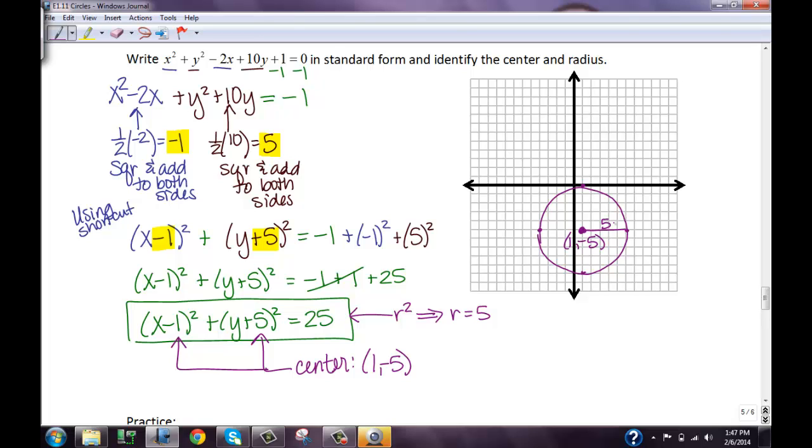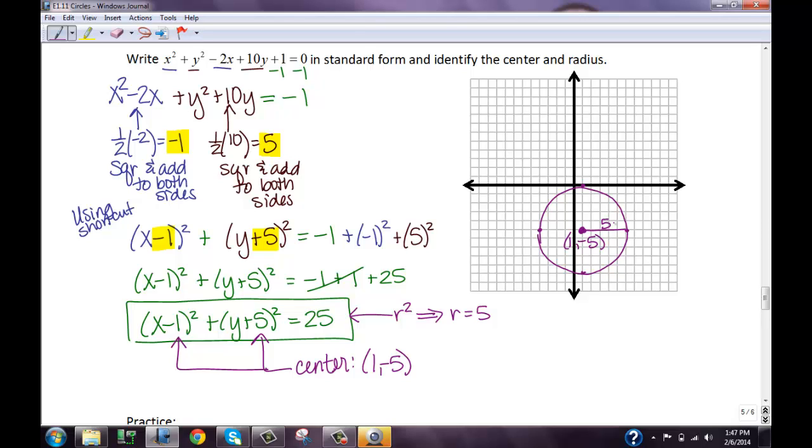Okay, so complete the square with the x's. Don't forget to add your squared term on the right. Complete the square with your y's. Don't forget to add the squared term on the right. And then you can use a shortcut to easily get the x's and y's into squared quantities. And then on the right hand side, all you do is combine your constants. That gives you the standard form of the circle equation. Then you identify your center and radius so you can graph it.